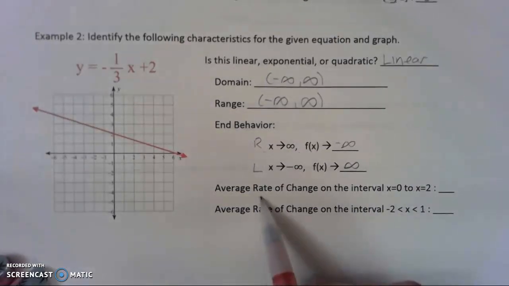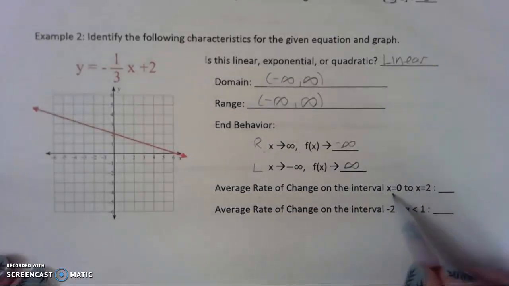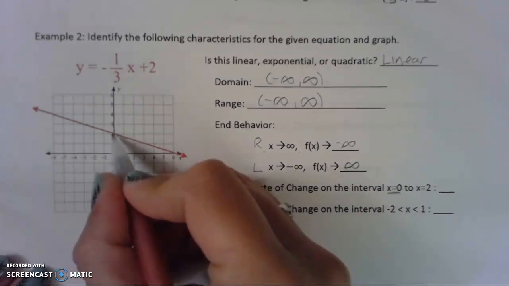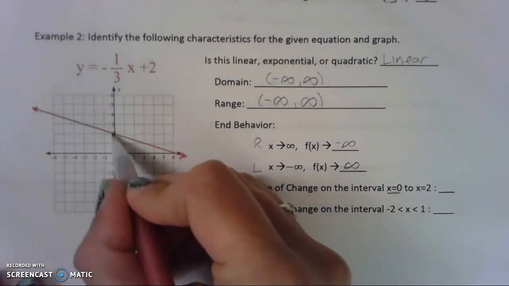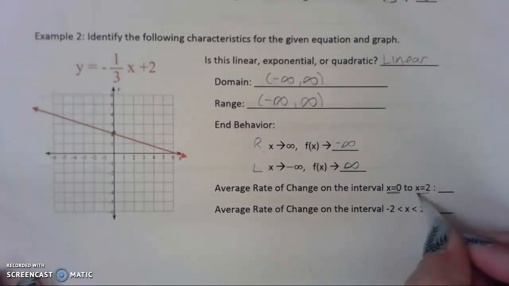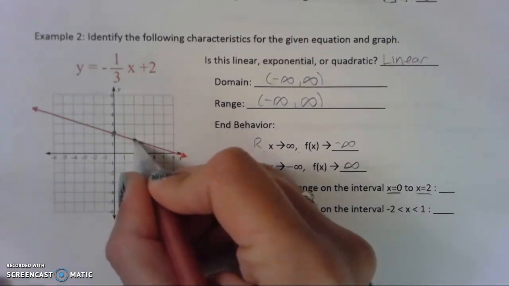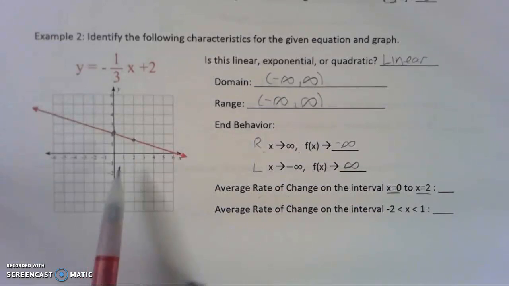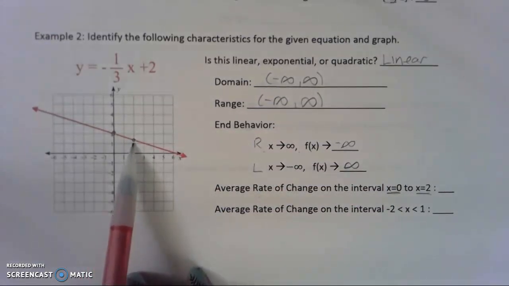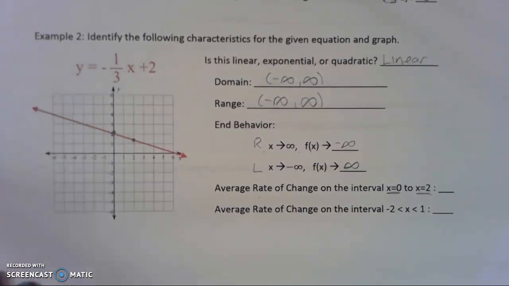Okay, another average rate of change, so we see where x is 0, so that point is right here, and where x is 2, that point is right here. Okay, that's not very clear or easy to see, so we could plug that in using our point on our graph.